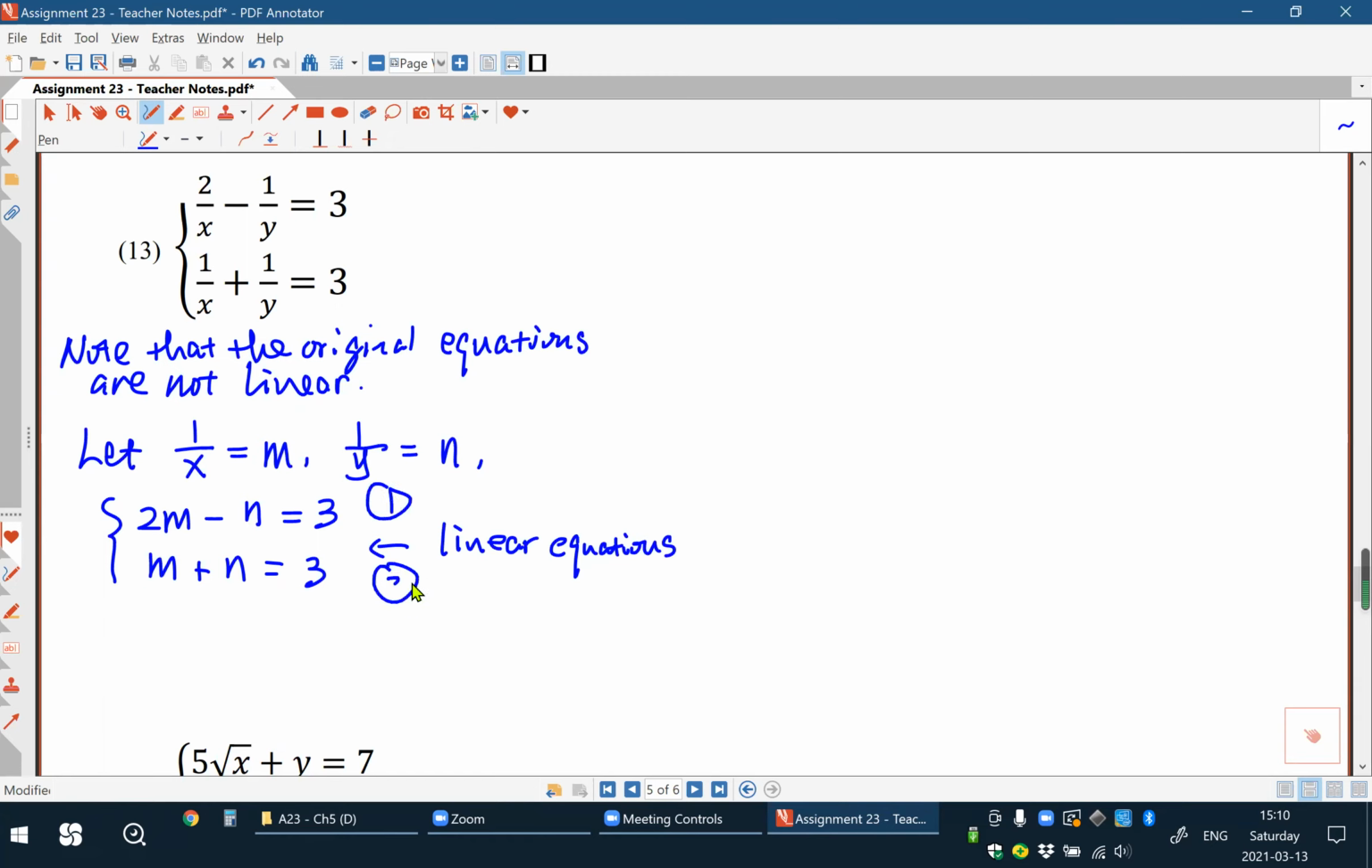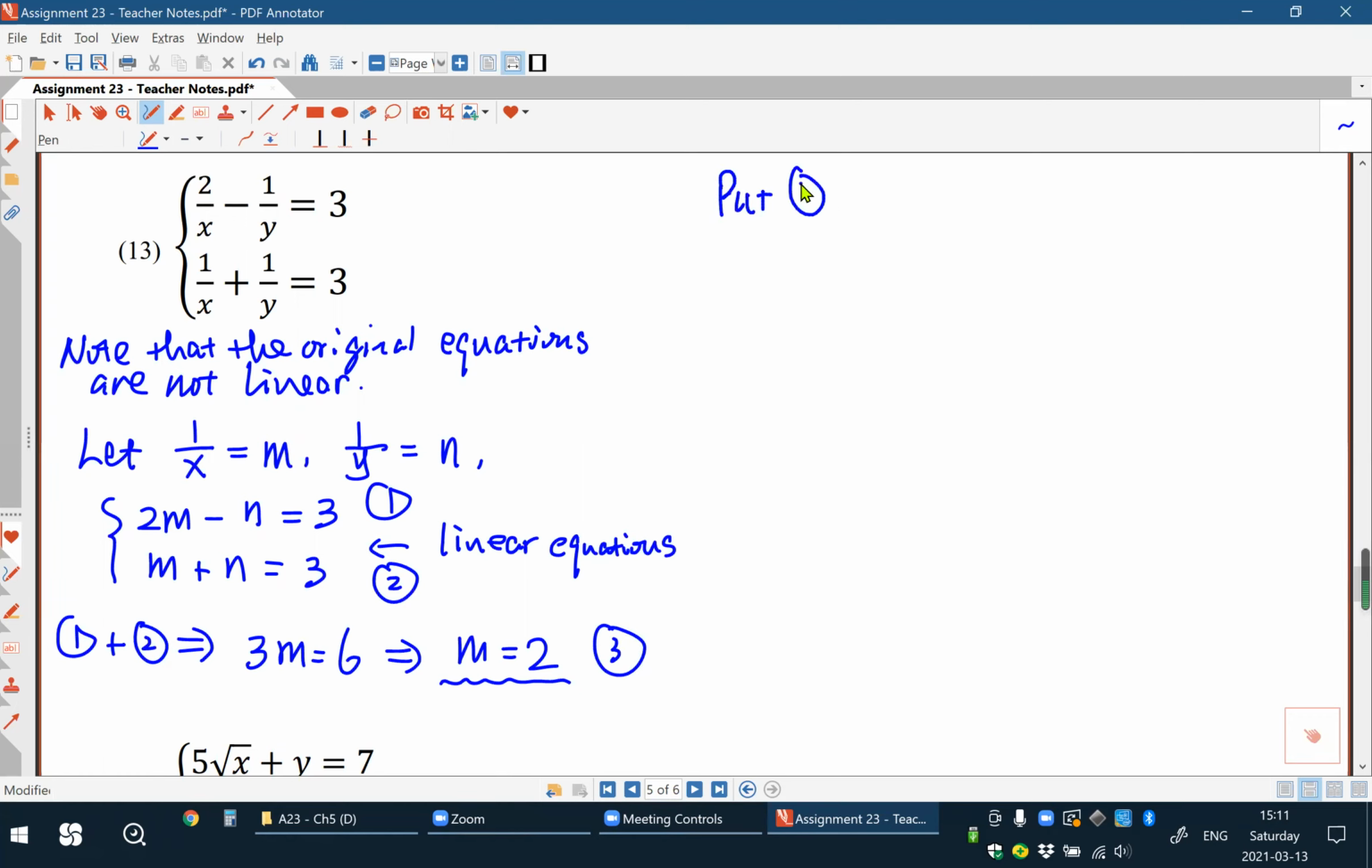Let's label these 1 and 2. So how do we solve this? We can use 1 plus 2, right? This will give you 3m equals 6, which means m is 2, right? Okay, now we've solved m. We need to solve the other variable, right? So let's call this 3. Then we can put 3 into either 1 or 2, right? So let's put it in 2. This will give you 2 plus n is 3, and you can solve that n is actually 1, right?